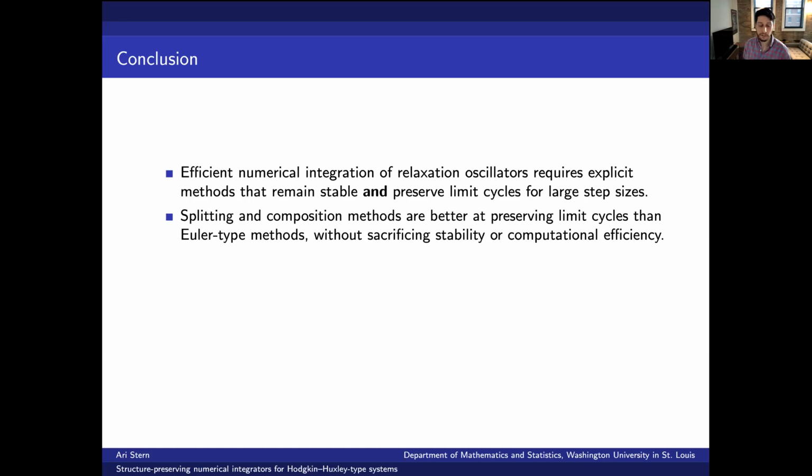All of these methods, the Strang splitting method, like Euler's method, only require 1 evaluation of each nonlinear force per step. So it's exactly the same computational expense, essentially, and you really get this better behavior without having to do additional computation.